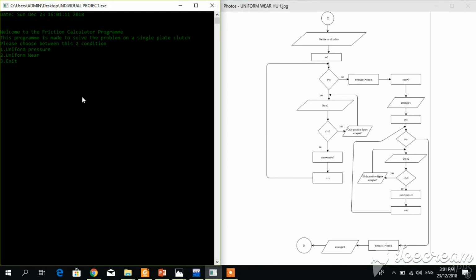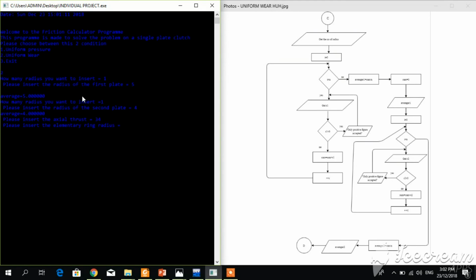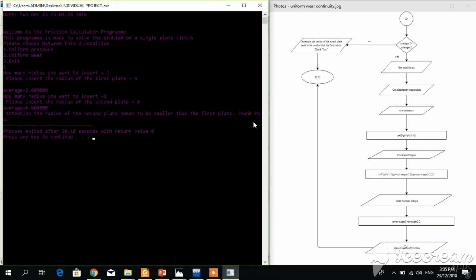So let's try it. Okay, I insert that I want uniform wear. How many radius? I put, let's say 1, much faster, 5, and then how many radius? 1, and I put 4. Thrust 34, 5, and 6. There you go, the frictional torque, total frictional torque, and mean radius. Okay, for the condition I set, attention, the radius of the second plate needs to be smaller than the first radius. So now here is the example. The first plate radius is 5 and the second radius is 6, so this error will come up.